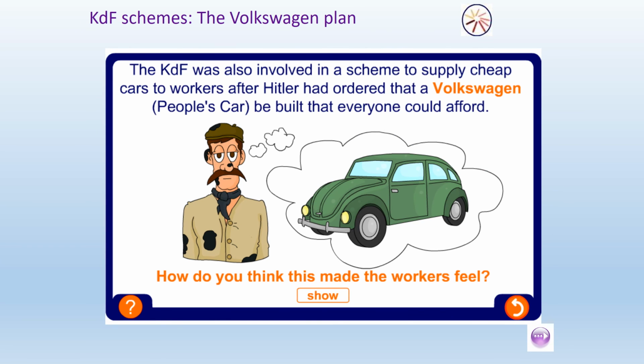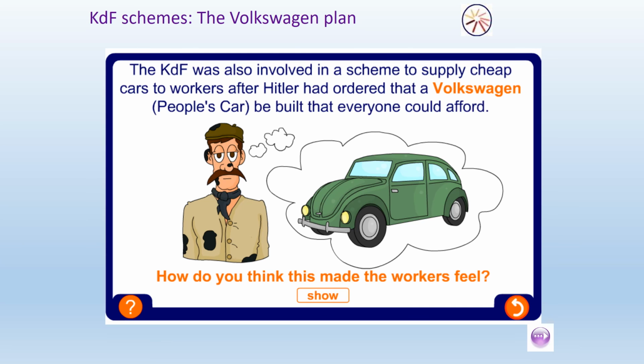By the start of the Second World War, when the car factory was turned into a weapons factory, not a single VW had been made for a German customer. We're just going to refresh this and start off again. The KDF was also involved in a scheme called the Volkswagen Scheme. How do you think people felt when they were told for 5 marks a week you can have a new vehicle? Of course, they were quite happy. That's a very affordable price to pay over a very long period of time, and you won't even notice it coming out of your pocket.